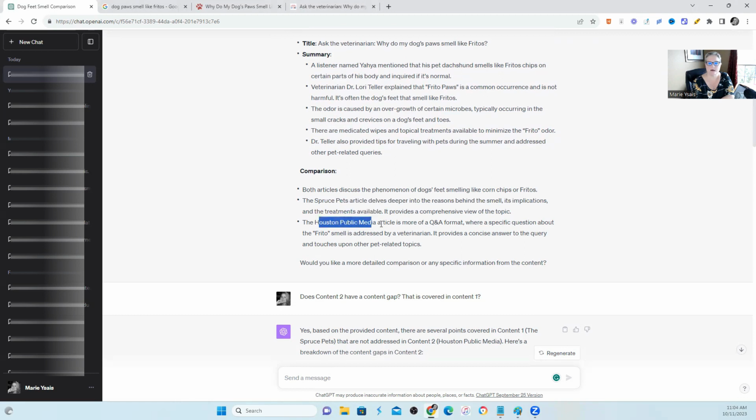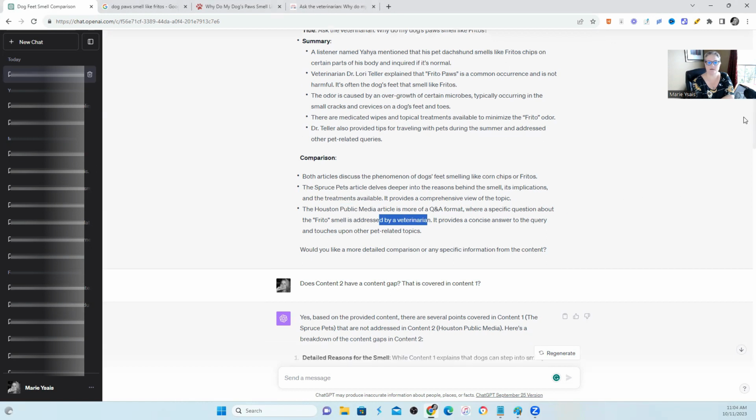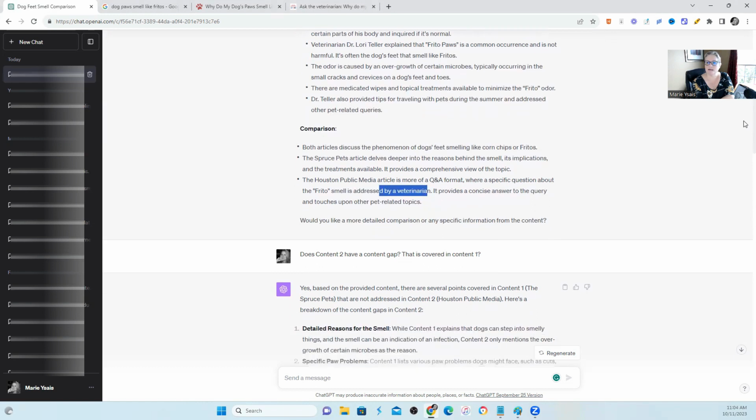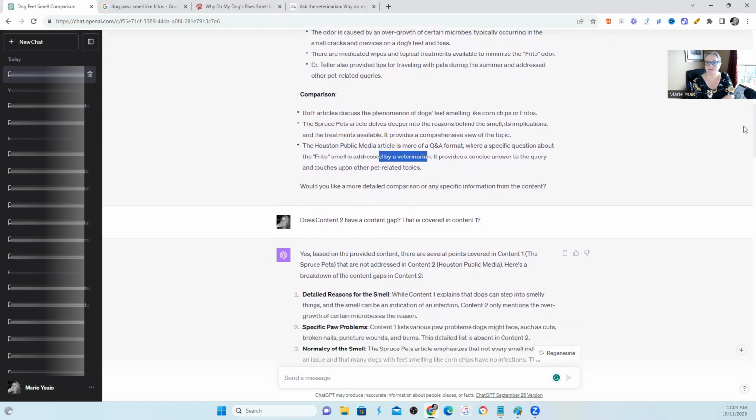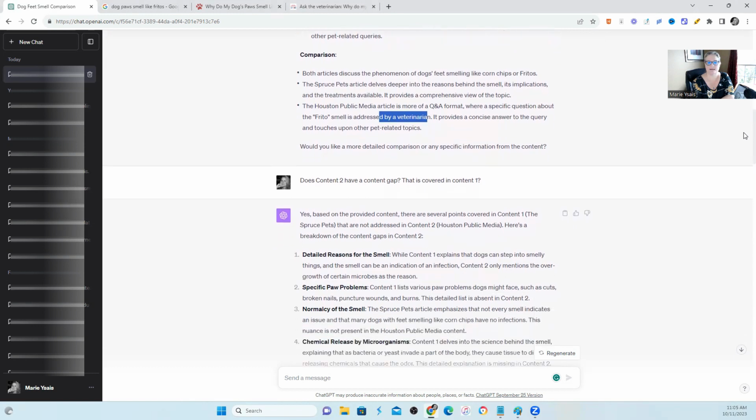Then it tells you that the Houston Public Media piece, content 2, is more of a question and answer format. So it's two different formats that we're seeing, where a specific question about the Frito smell is addressed by a veterinarian. So it's giving you a comparison that it found between the two documents. Now you can continue to ask ChatGPT questions to dial into what is different about the pieces of content.